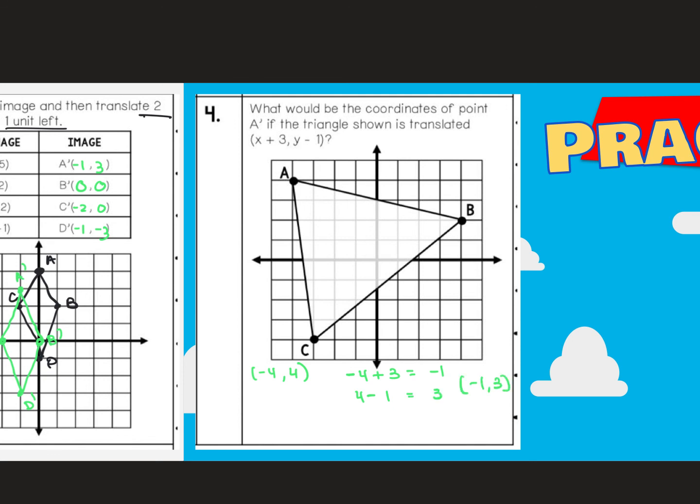We can also see that by using the graph. So it tells us to go to the right 3. So we go to the right 3, 1, 2, 3. And then we go down 1, which gives us this point here, which is also -1, 3. All right. Now it is time for you to summarize what you've learned from today's lesson.